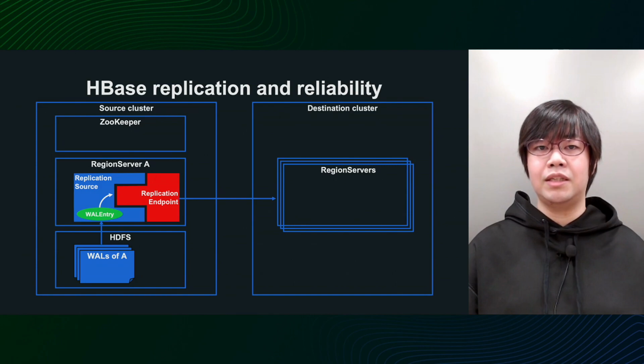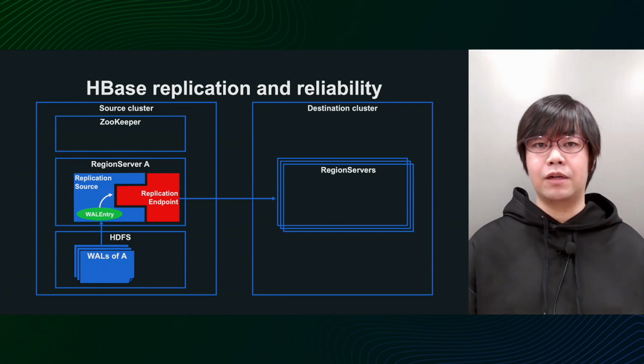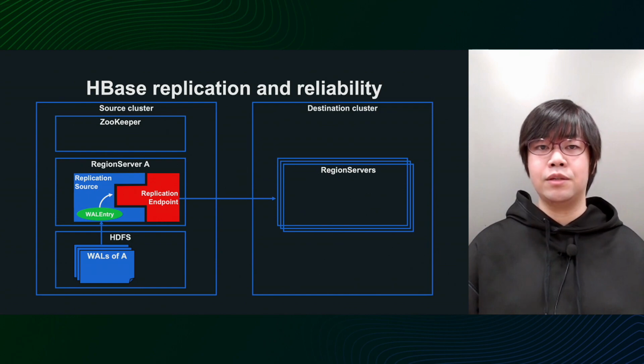ReplicationEndpoint is provided in a pluggable manner, and the standard replication endpoint sends the WAL entry to each region server of the specified destination cluster. The region server on the destination cluster that receives a WAL entry completes the replication by replaying each WAL entry.